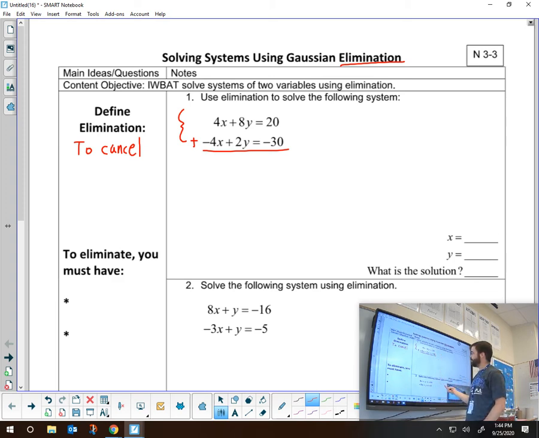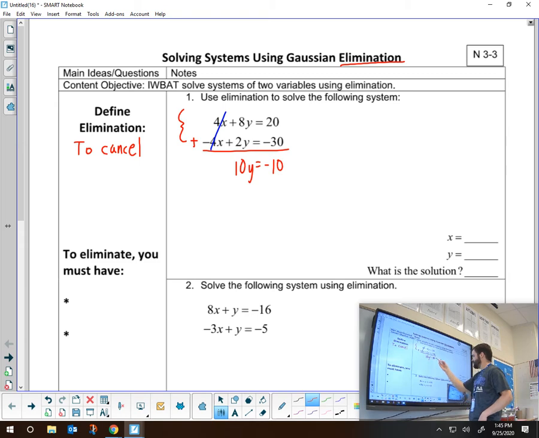It's pretty cool. But look what happens when we add these together. We're going to add our x's together. 4x minus 4x is 0. These just cancel. And then we can continue on. 8y plus 2y is 10y. 20 plus a negative 30 is a negative 10. So just like that, I have created a very simple equation that I can solve that just has y.